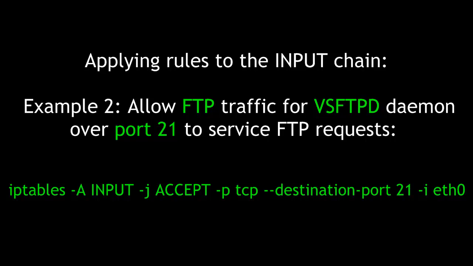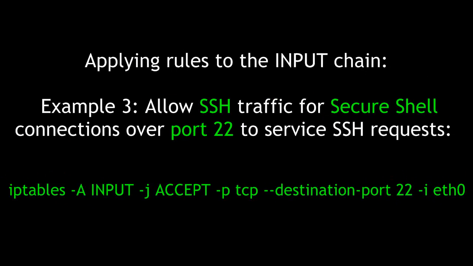Example 2. If we wanted to allow FTP traffic using the vsftpd or Very Secure FTP daemon over port 21, we would use the command iptables, -A to add or append a rule, INPUT to specify the built-in input chain, -j for the action, in this case ACCEPT and not DROP, -p for the protocol, TCP or Transmission Control Protocol would be the protocol we wish to allow, the destination port 21, and specify the interface, in this case eth0. Example 3. To allow Secure Shell traffic over port 22, again we would use iptables, -A, specify the built-in input chain, -j, the action to accept, -p, the Transmission Control Protocol, the destination port 22, and -i, the interface eth0.